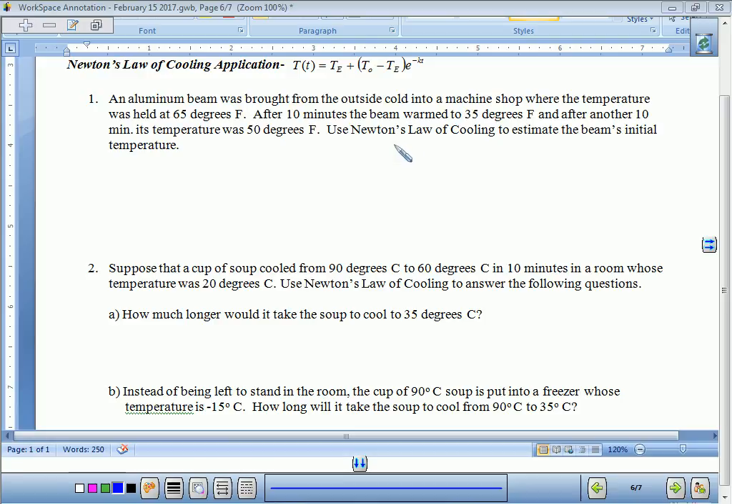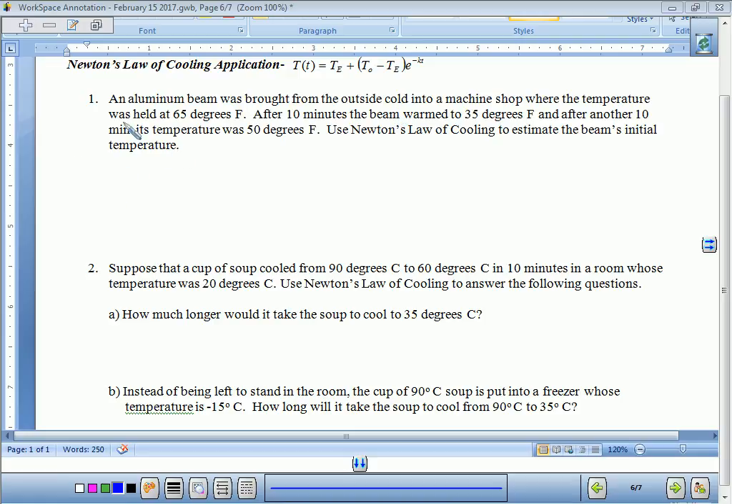Okay, so this time we have to work backwards because we weren't given the initial temperature. Okay? Now, there's a couple ways you can do this. The easiest way is to take the first temperature they give you and call that the initial temperature, even though you know it's really not.